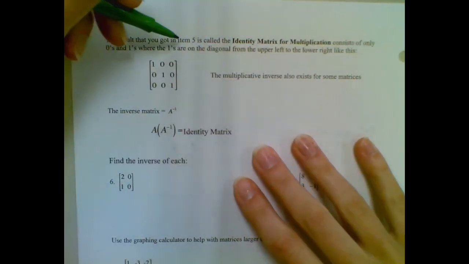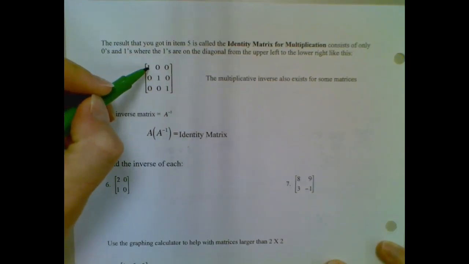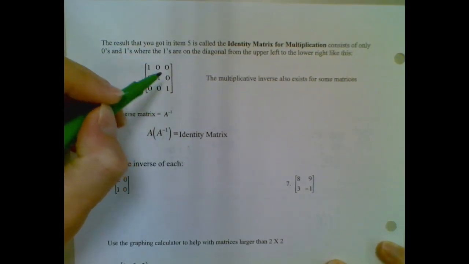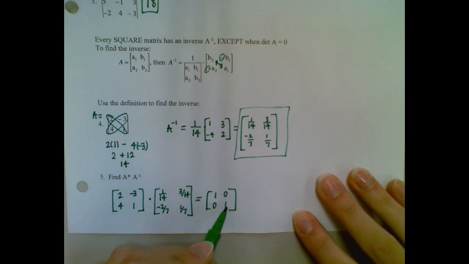So the result that you just got in that last problem, that's called the identity matrix for multiplication. This consists of only 1s and 0s, where the 1s are the diagonal from the upper left to the lower right, just like this guy right here. See how the 1s start in the upper left and move to the lower right, and then everything else is 0? That's the same thing right here. Okay?